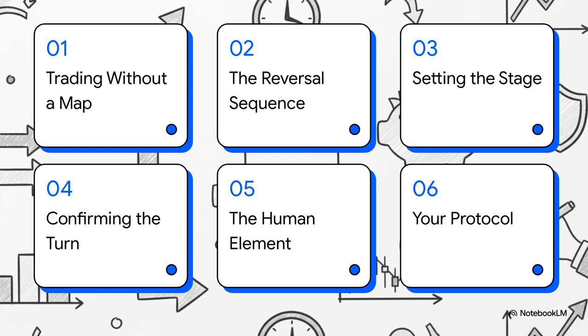Okay, so here's the game plan. First, we'll talk about what it's like trying to trade without a map. Then, we'll get into the good stuff, the reversal sequence protocol. We're going to break it down into two parts, setting the stage and then confirming the turn. After that, we can't forget the human element. That's huge. And finally, we'll see how this whole thing can be boiled down into something incredibly simple.